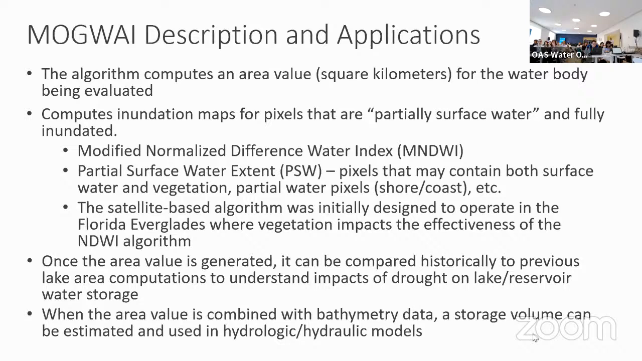Then we calculate a couple of other tests. There's the partial surface water extent test, which adds in the near infrared and a couple of other thresholds. We'll take you through that. And then we actually have to read in the NDVI product also. This product, when the USGS developed it, was initially engineered to work in the Florida Everglades.